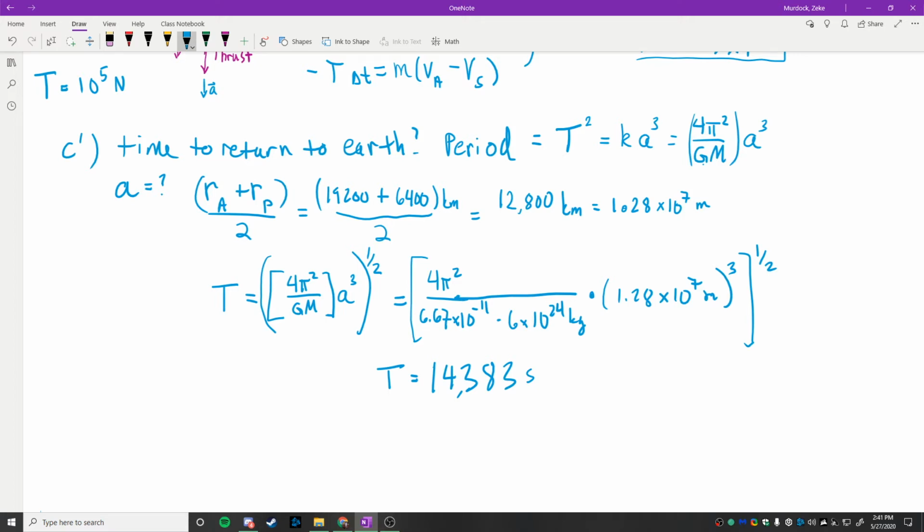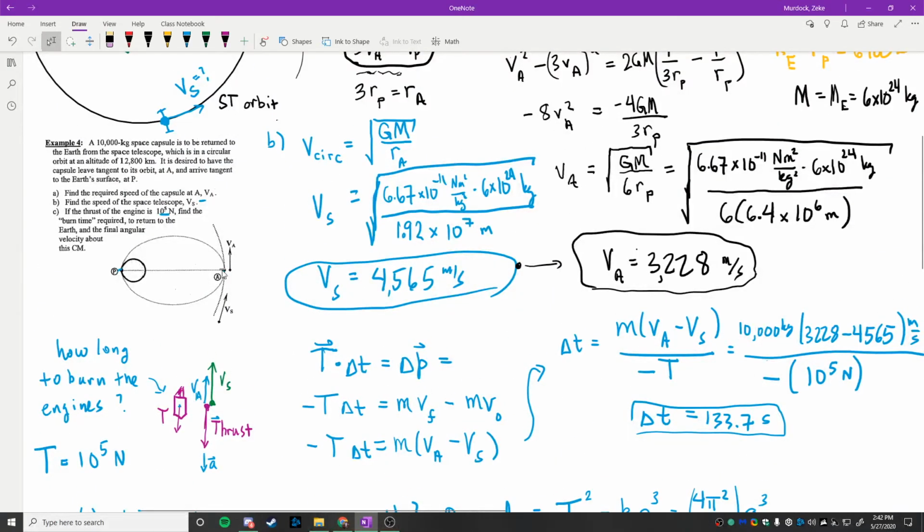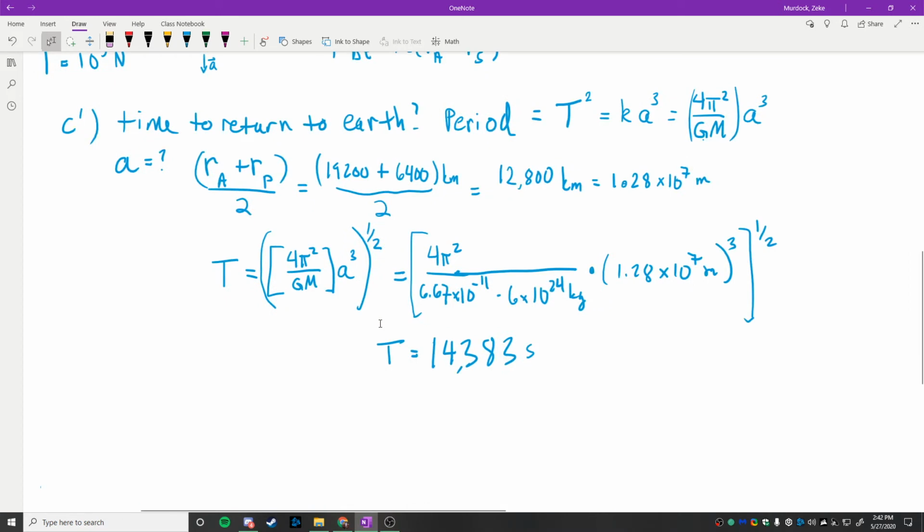All right, now our question was the time to return to the Earth, right? So is this the answer? No. What is it, Kenny? Half. Exactly. Because we're only doing half of it. The period is to go from here all the way around back to the same point again. So we've got to divide by 2. The time to return to the Earth, we'll call it little t, is going to be T over 2.